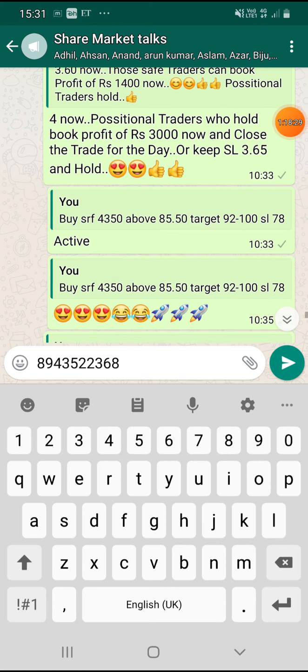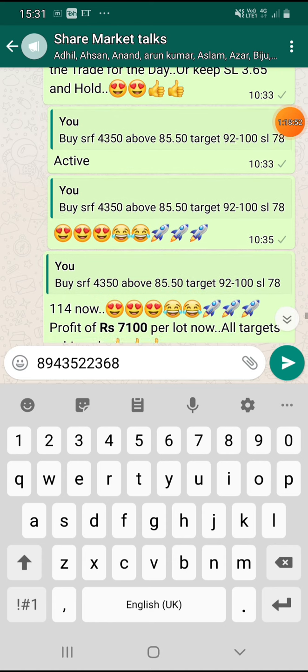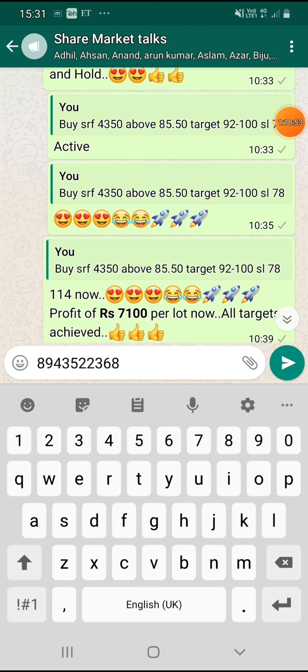It got active, and suddenly our level was hit. We are giving calls based on finding out some resistance or support for a share. So that resistance we are finding out. Once that resistance is broken, most probably this share will have a good jump, and we are making profit out of this jump. That is our strategy. And SRF broke that resistance, and it jumped. It went to 114 very easily.